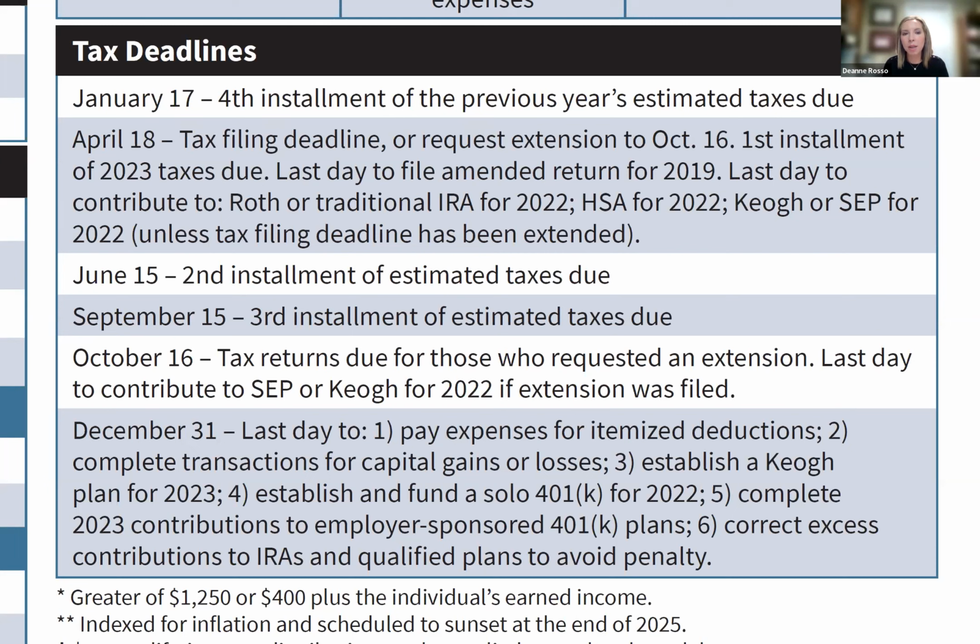Lots of things happen on December 31st. Last day to pay expenses for itemized deductions. So if you are going to itemize for the year, all of that has to be completed by December 31st. Establish and fund a solo 401k or certain types of retirement plans. Those need to be not necessarily funded, but established by the end of a year to comply for that year. And then correct excess contributions to IRAs and qualified plans.